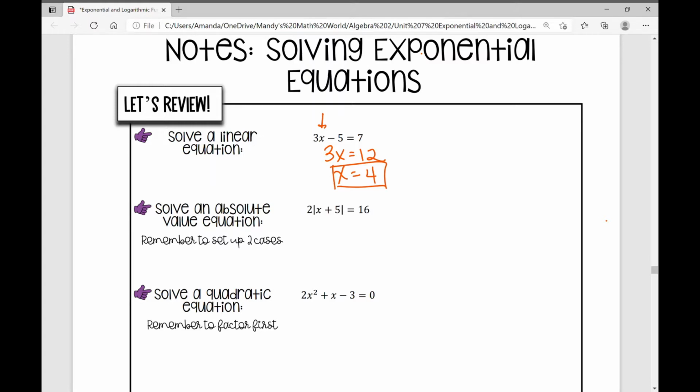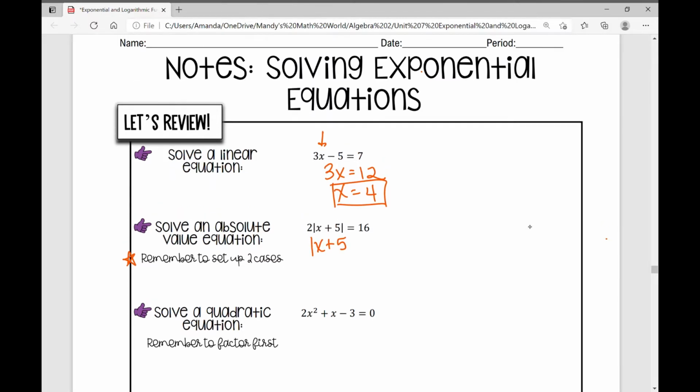And then the next might have been an absolute value equation. So I've got a little reminder here. Remember to set up two cases because we're going to have two answers, most likely, in this absolute value equation. So the first thing I want to do in an absolute value equation is get the absolute value portion all by itself on one side of the equal sign in this particular example. So I'm going to divide both sides by 2, and I get the absolute value of x plus 5 equals 8. And now I'm going to set up my two cases.